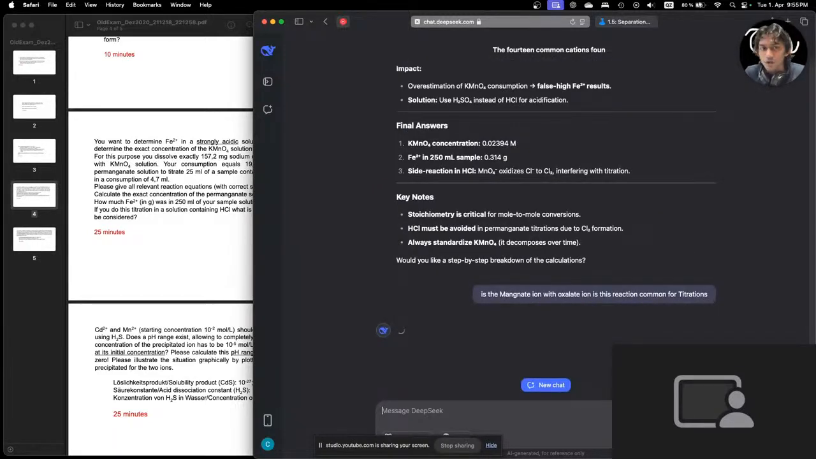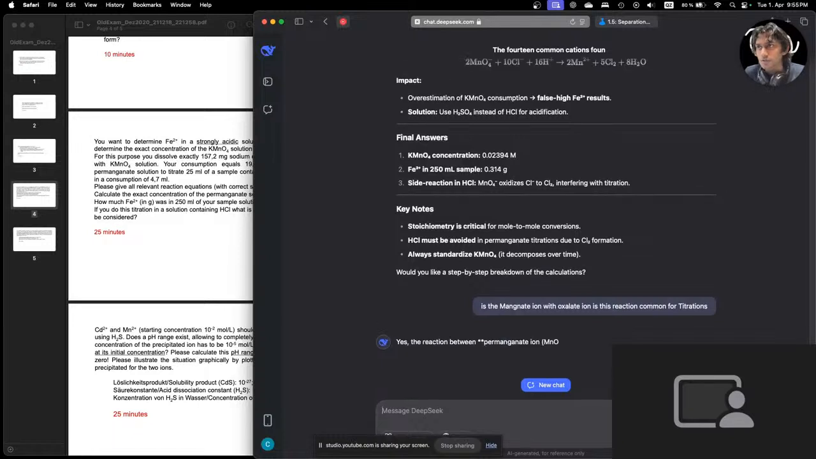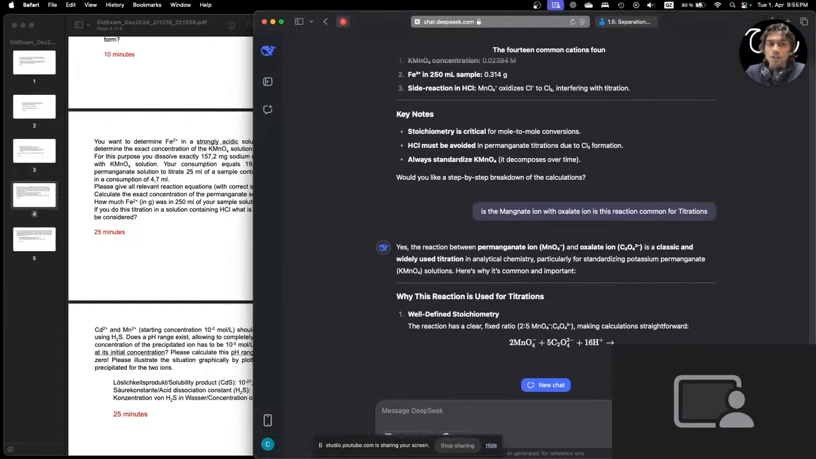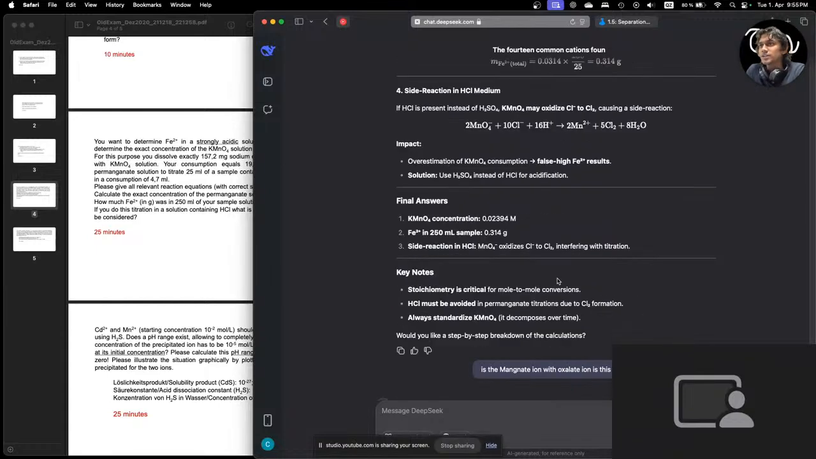I believe it's common for titration. If it's common, then yeah, it's better to study the necessary equation.